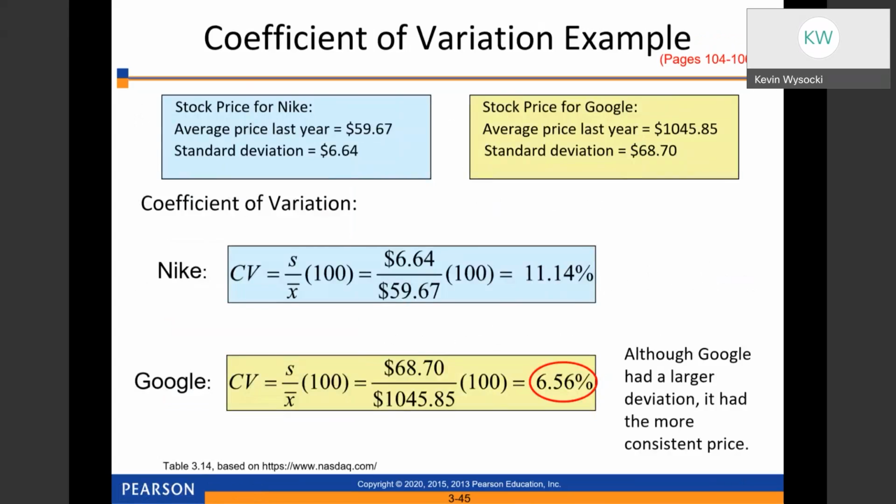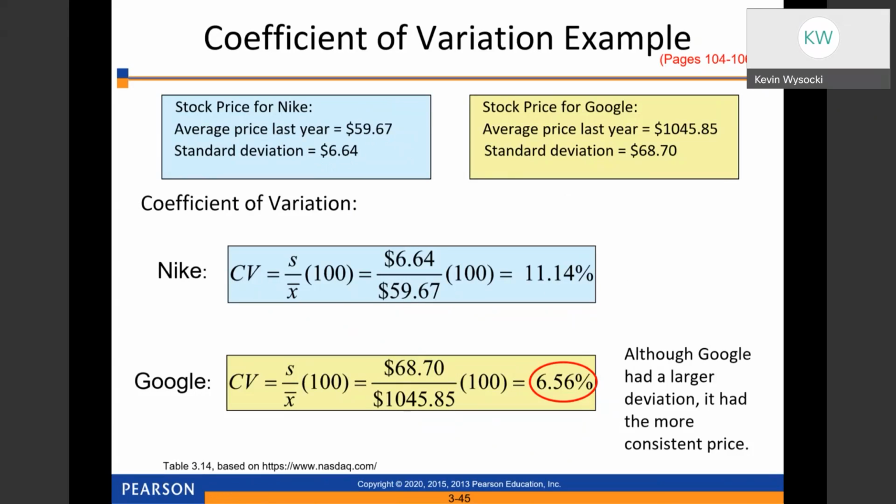So the standard deviation tells you, relative to the data, how much the spread is. If we look at the stock price for Nike, they give you the average price last year was $59.67 per share with a standard deviation of $6.64. When you're thinking about standard deviations, we're going to get into this quite a bit in a little bit.